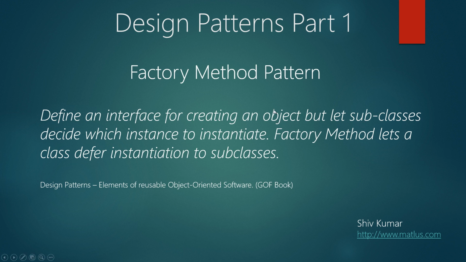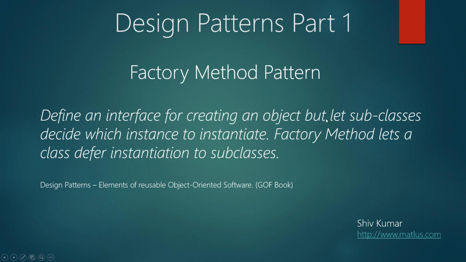This is nothing but a reinforcement of the second part here. So a factory method lets a class defer instantiation to subclasses is nothing but saying, but let subclasses decide which instance to instantiate. There's a slight subtlety here, which we'll look at in our code, but for the most part, the second sentence is just reinforcing the second part of the first sentence.